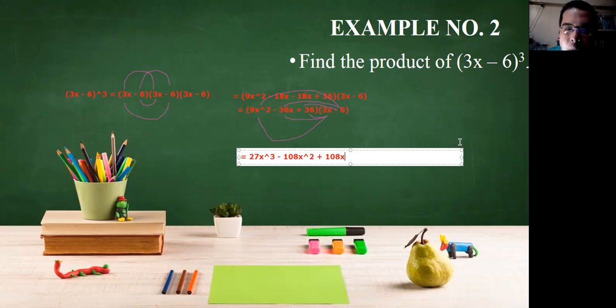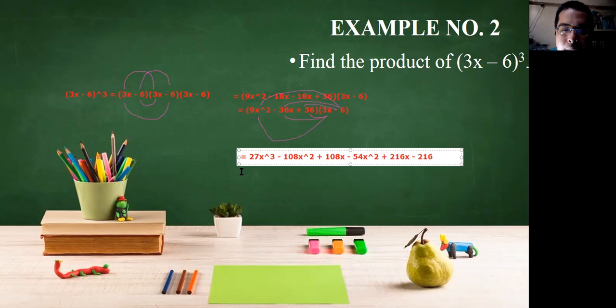Okay, so after we finished with 3x, we're going to multiply negative 6 by 9x squared. This will be negative 54x squared. Then negative 6 multiplied by negative 36x, that's positive 216x. And of course, 36 times negative 6 is negative 216.